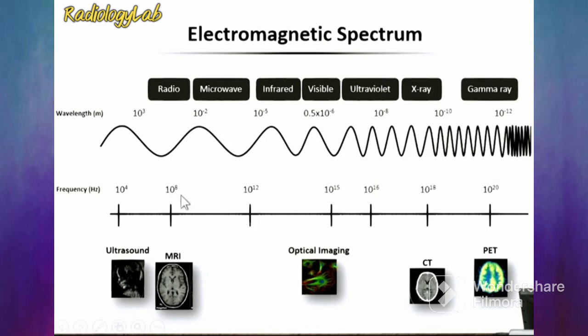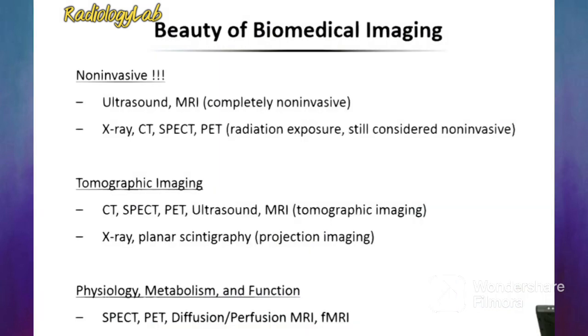So let's talk about the beauty of biomedical imaging modalities. First, they are non-invasive. Ultrasound and MRI are completely non-invasive, and X-ray, CT, SPECT and PET scan cause radiation exposure, but still they are considered non-invasive. They provide tomographic images. Tomographic applies to CT, SPECT, PET, ultrasound, and MRI. So they provide tomographic imaging capability, while X-ray provides only projection imaging.